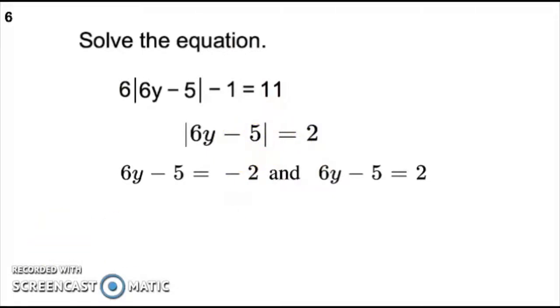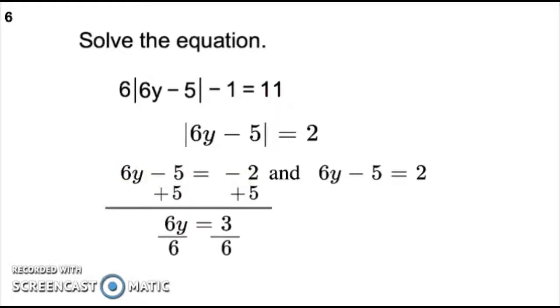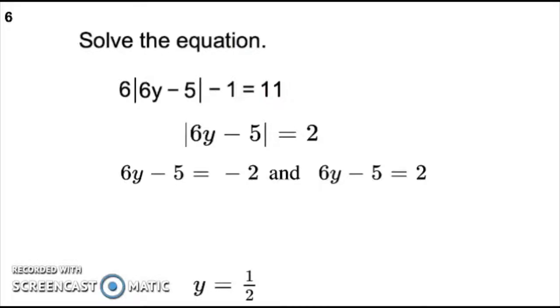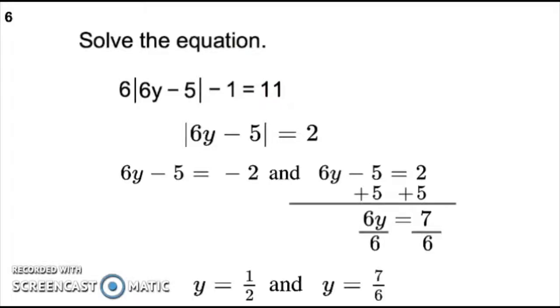So now we're going to add 5 to both sides in the first equation. We'll get 6y equals 3. Divide both sides by 6, you'll get y equals 1/2. Do the same thing for the second equation. Add 5 to both sides, you'll get 6y equals 7. Divide both sides by 6, you'll get y equals 7 over 6. So y equals 1/2 and y equals 7 over 6 for the answer for number 6.